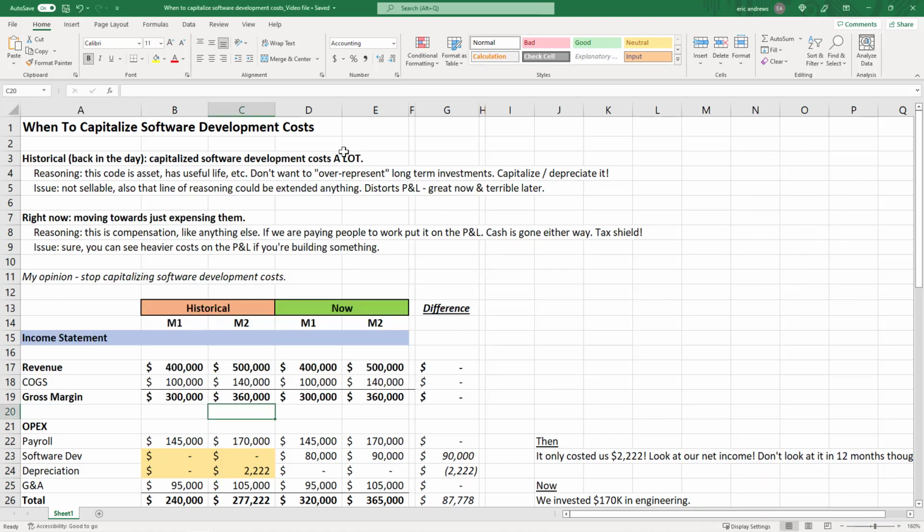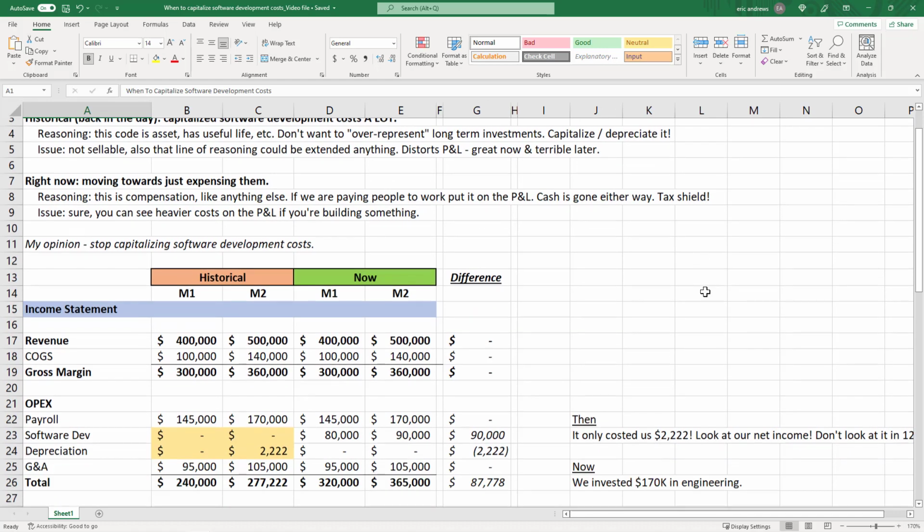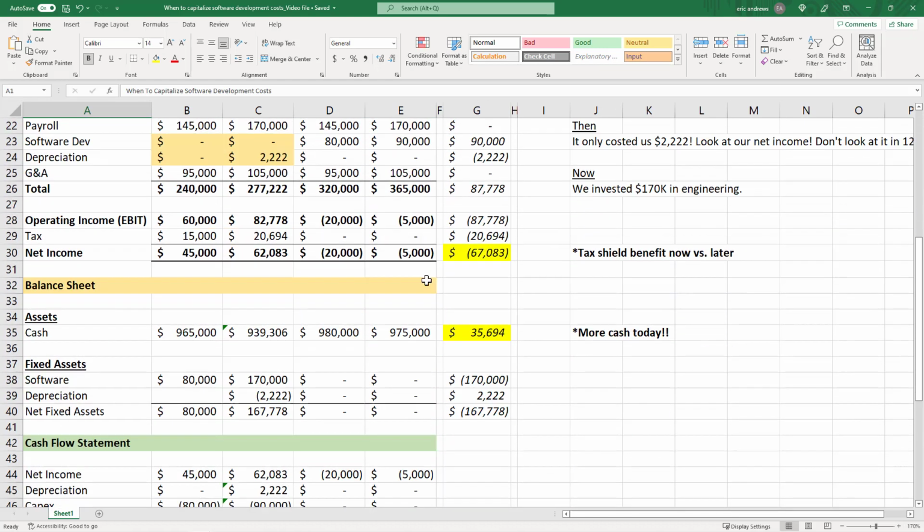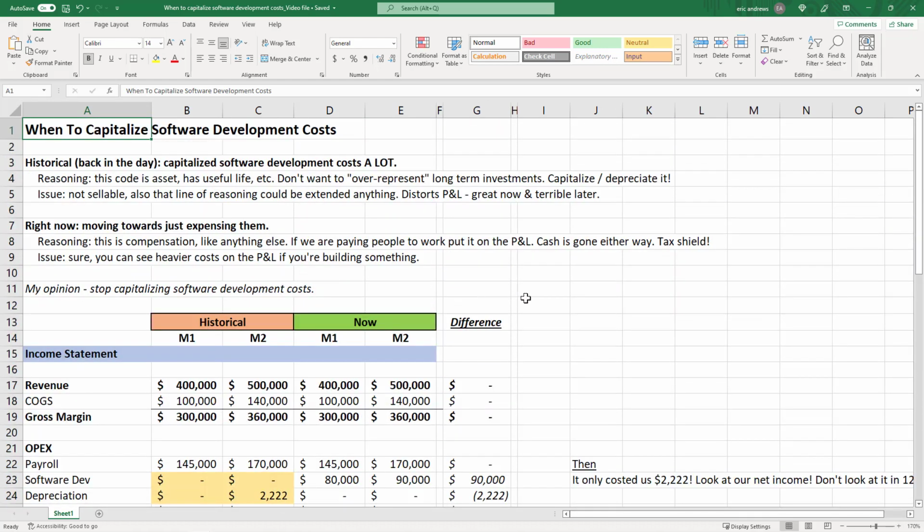Okay, let's get started. Before we dive into this example, we're going to walk through a full P&L, balance sheet, and cash flow statement and compare two situations, one where we're capitalizing software development costs and the other where we're not capitalizing software development costs. But before we do that, I want to talk to you about how we got to today.